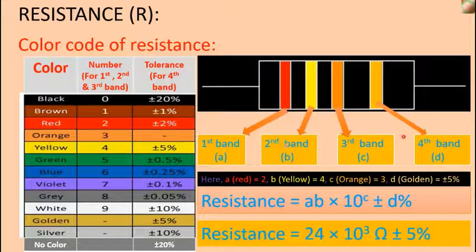Here the fourth band is gold, therefore the tolerance is plus minus 5%. That is 24 into 10 to the power 3 ohm plus minus 5%. Its value will be 24 into 10 to the power 3 ohm plus 5%, or minus 5%, that is, its value will lie between these two limits.